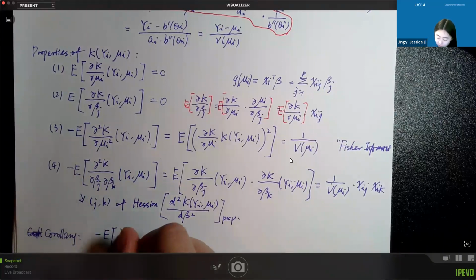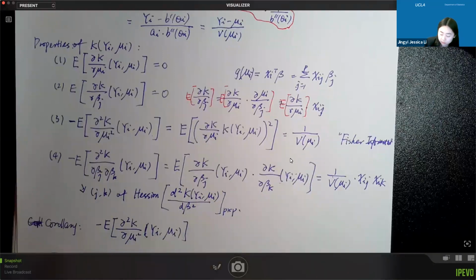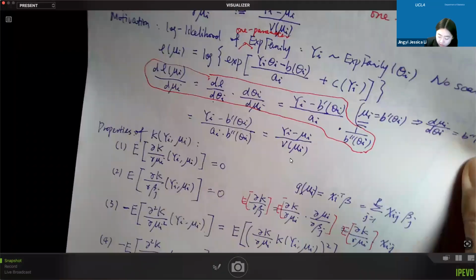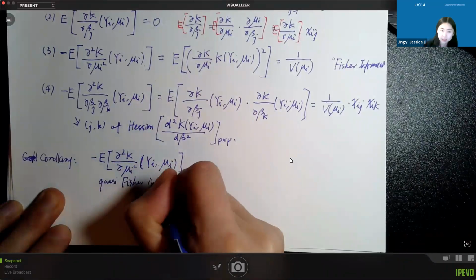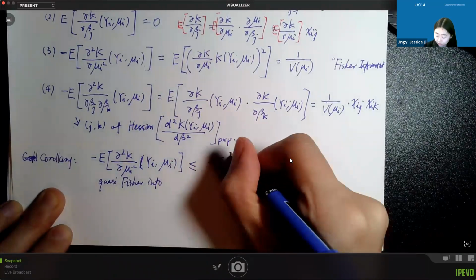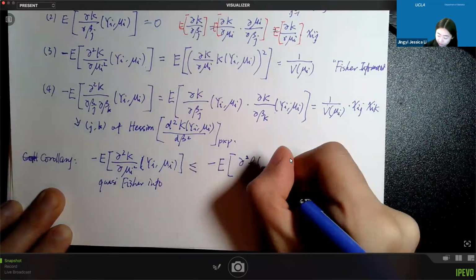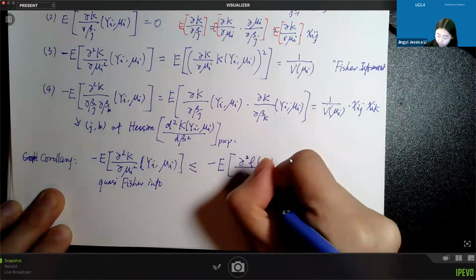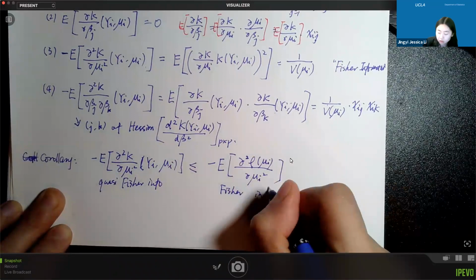So the expectation of the partial square, partial mu i square, of k(yi, mu i). Okay, this is what we call the quasi-Fisher info. Okay, this is no greater than the actual Fisher information, the partial square of the log likelihood of mu i. Okay, this is the Fisher info. How can we show this?